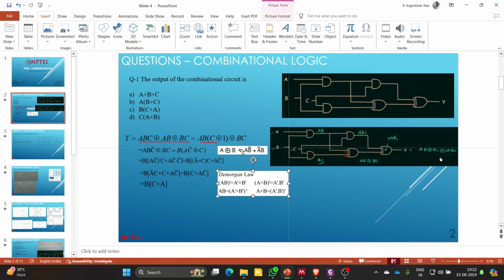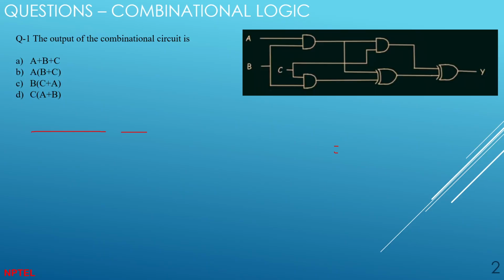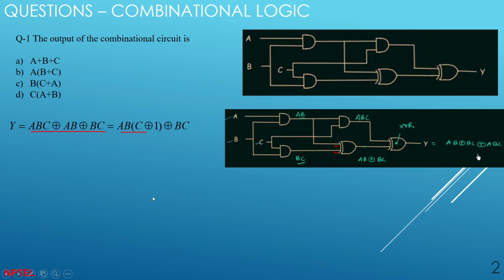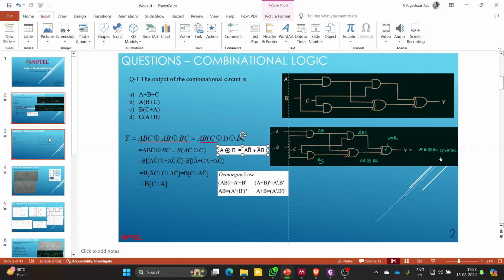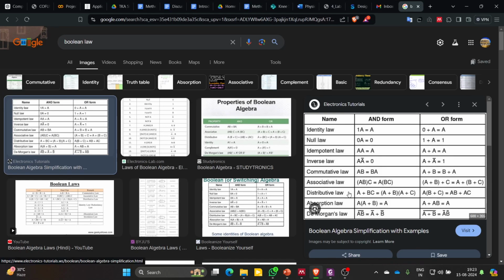There's also this formula for XOR gate: A XOR B is equal to A times B complement plus A complement times B. So how to solve this kind of question? You are using some kind of associative property, I think. Am I right? Is it associative? Yes, I think it is taking some kind of associative property.